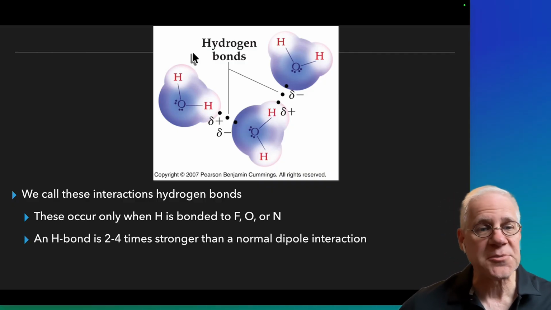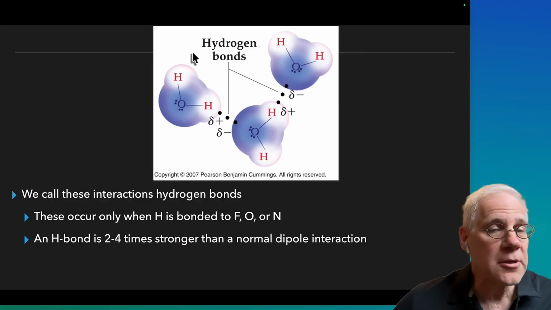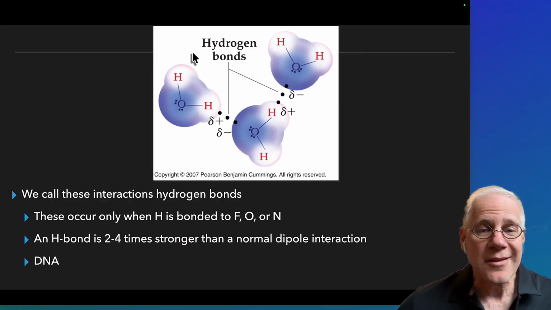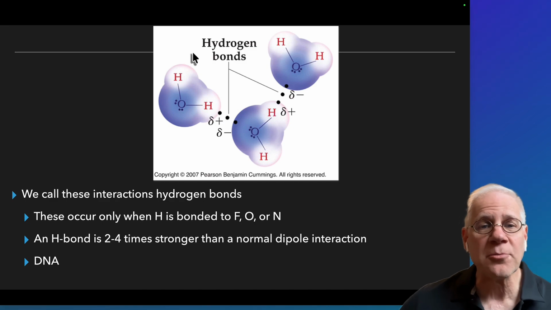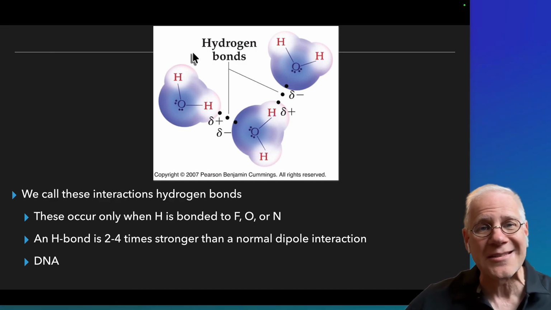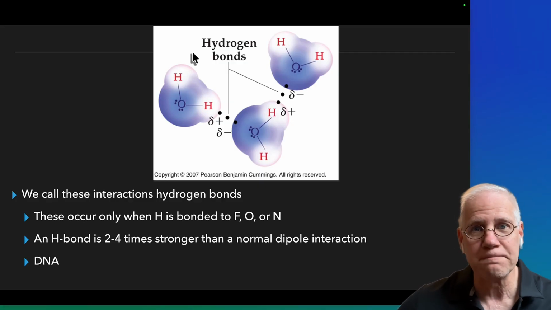If we look at the differences between a hydrogen bond and a normal dipole interaction, your hydrogen bond is generally going to be somewhere in the range of 2 to 4 times stronger than a regular dipole interaction. That's pretty significant. The hydrogen bond is the primary force holding the double helix strands together in our DNA, and we know that those are pretty strong.